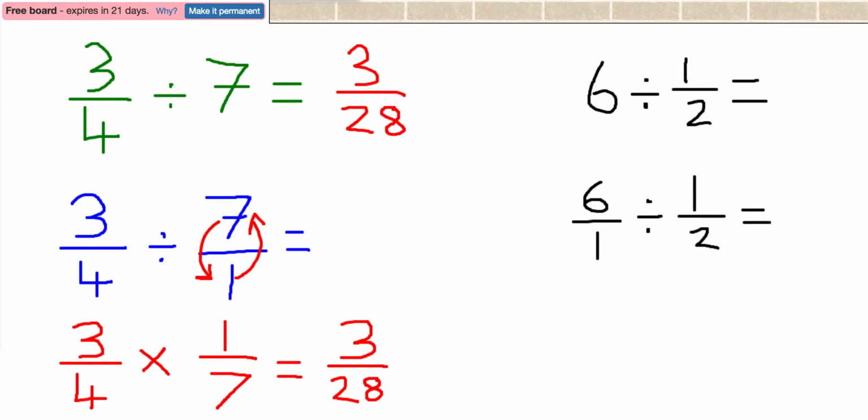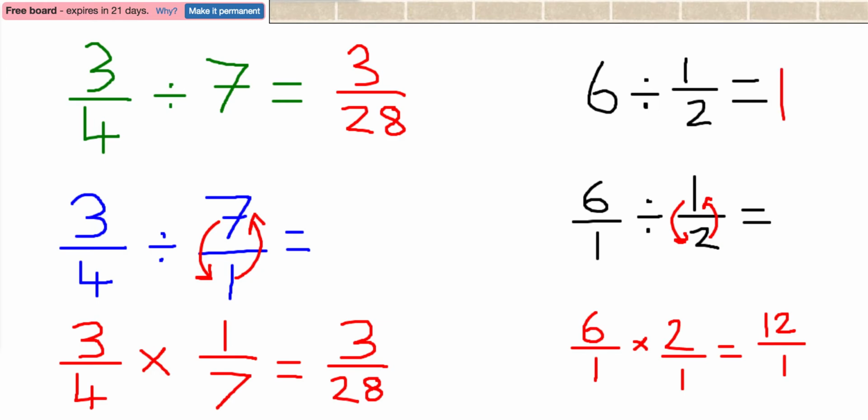And then we have to think to ourselves, how do we do division of fractions? Well, we flip the second one around and do multiplication of fractions. So we flip the second one around, and then we do 6 ones times 2 over 1. And that's just 6 times 2 is 12. 1 times 1 is 1. So our answer is 12 ones, and 12 ones is 12 wholes. 12 wholes of anything is just 12.